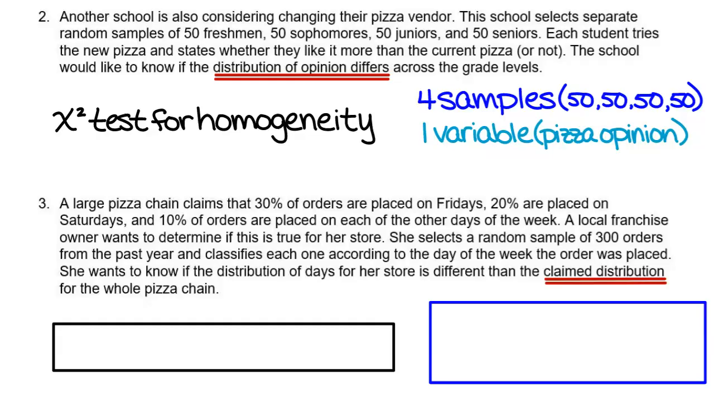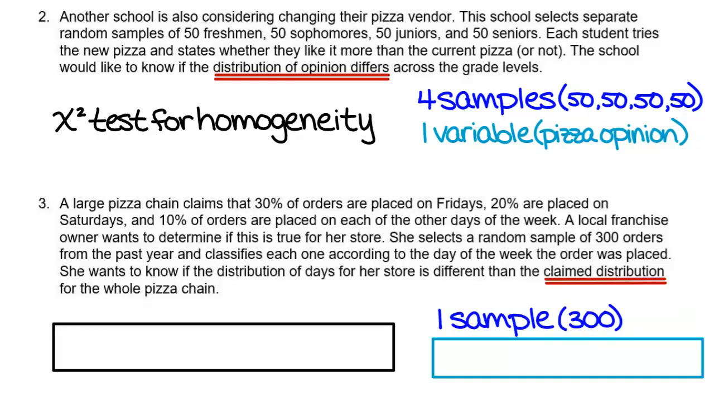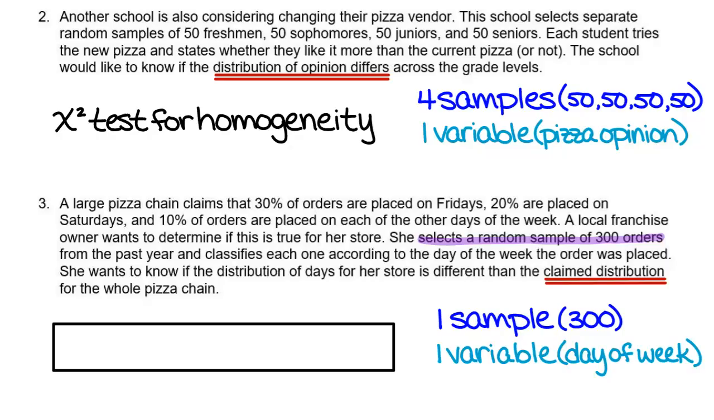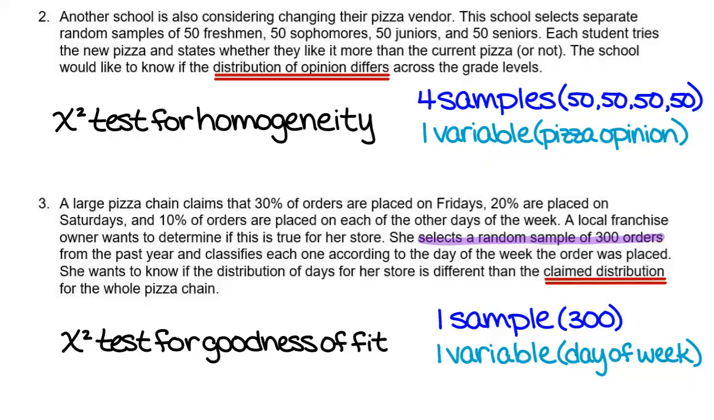And this last one, how many samples were taken down here? 1 sample of how many? 300. 1 sample of 300. Says that right here. She selects a random sample of 300 orders. How many variables? Just 1 variable, day of the week. And so this has to be goodness of fit, yes. Which again, I am perfectly okay if you abbreviate as GOF instead of writing out goodness of fit. That is a well understood and accepted abbreviation, so you would not get docked points for writing GOF instead of goodness of fit.